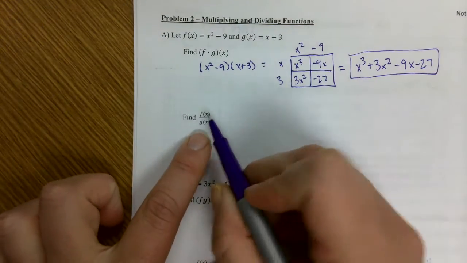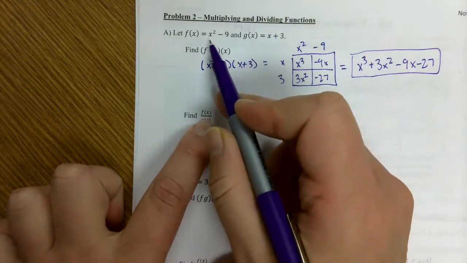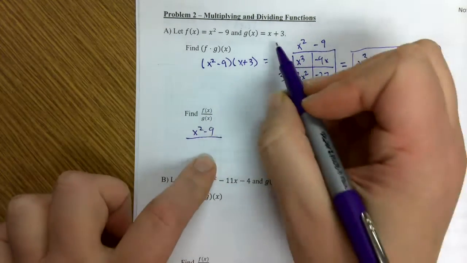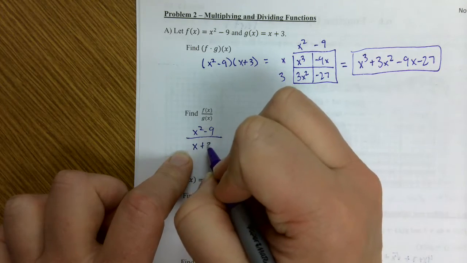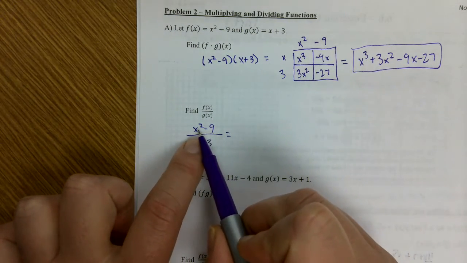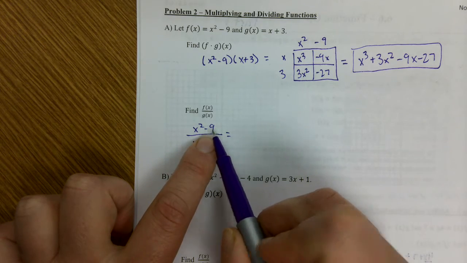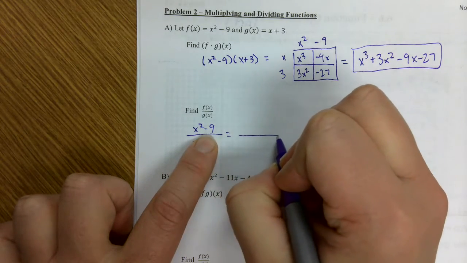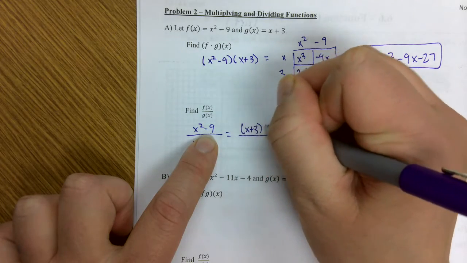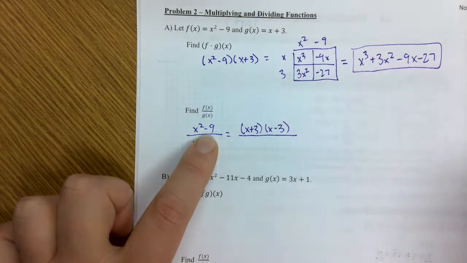When I'm dividing, I put the whole function of f right here, put that on top. I have my function of g on bottom. When I'm dividing, I have to see if I can factor. So here, because this is a squared, and this does not have a squared, I'm looking for numbers that multiply to get negative 9, that add together to get 0, which would be x plus 3 and x minus 3.